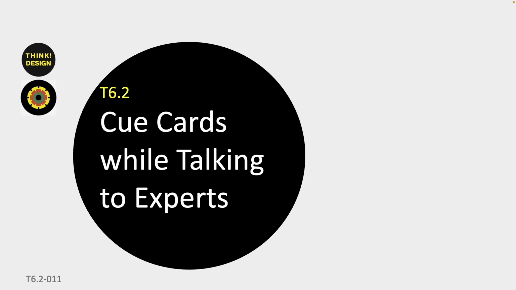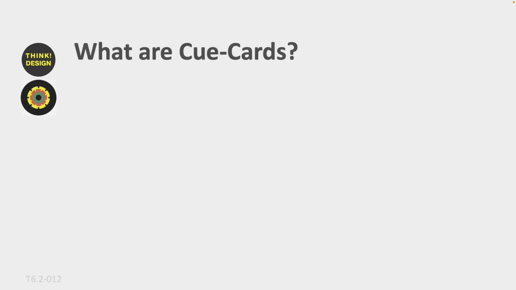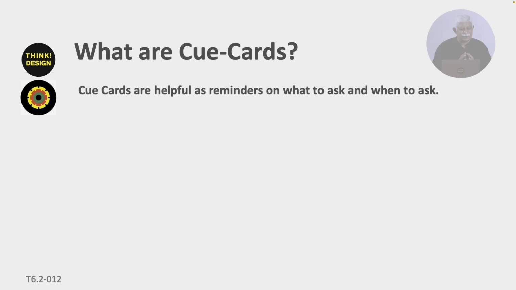So let's move on to the section of using cue cards while talking to the experts. It's a very useful, simple device. What are cue cards? Cue cards are just simple cards in which you write some keywords. And these become very useful as reminders when you're talking to somebody. It kind of prompts you on what to ask and when to ask.